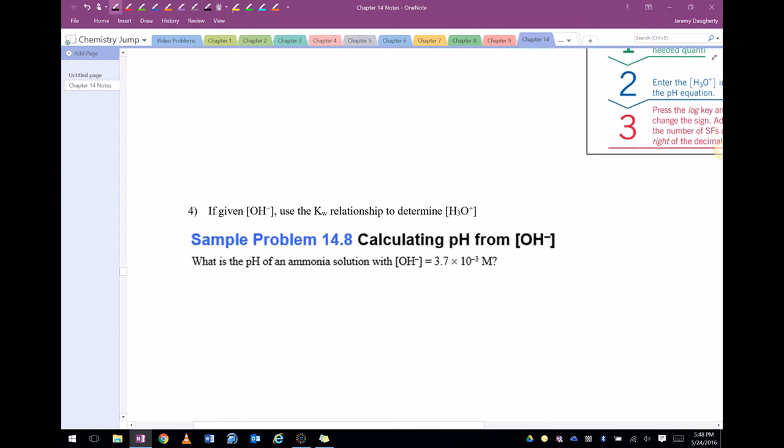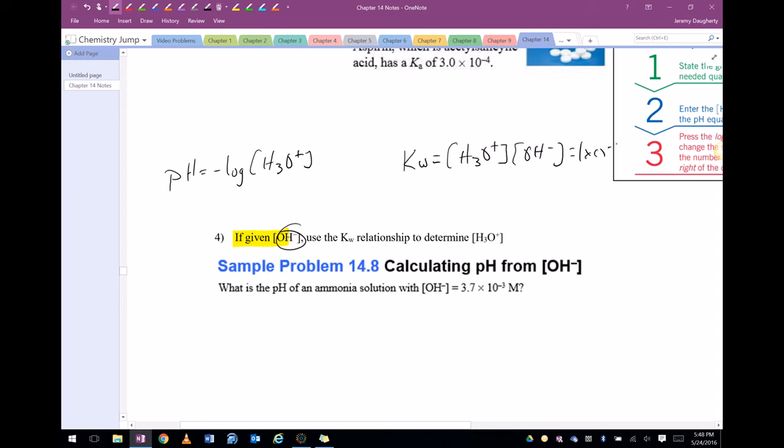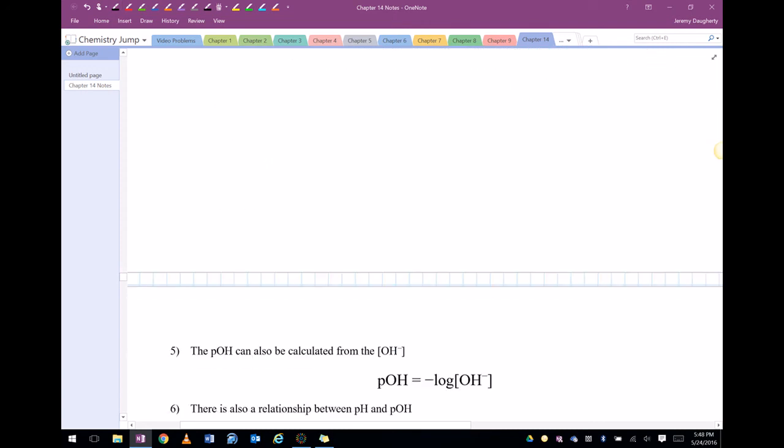If we're given hydroxide, one way that you can get to pH, remember, pH is negative log of that hydronium ion. So if we're given hydroxide instead, we can use this equation, Kw is equal to hydronium ion times hydroxide, which is equal to 1 times 10 to the negative 14th. We just had a section on that. So you're given this value, this is your unknown x, and it's equal to 1 times 10 to the negative 14th. Solve for x. Now there's other ways to do it too, and I usually do it other ways.